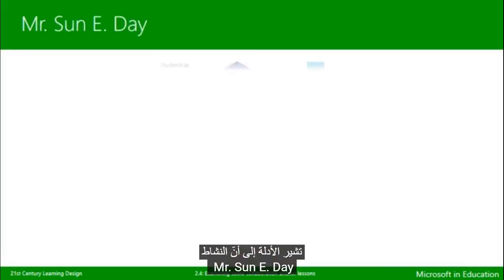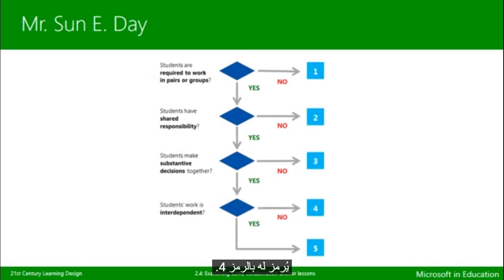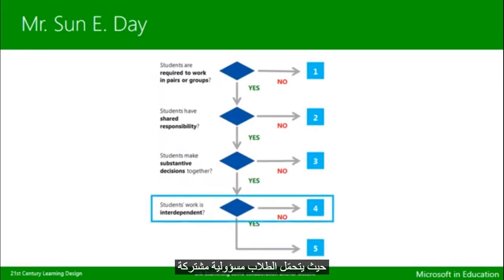The evidence points to indicate that Mr. Sunny Day is a code 4. Students do have shared responsibility and they do make substantive decisions together about the content, process, or product of their work. But their work is not interdependent.